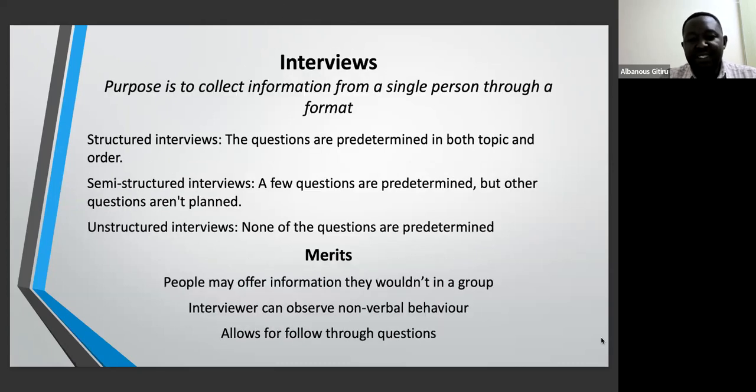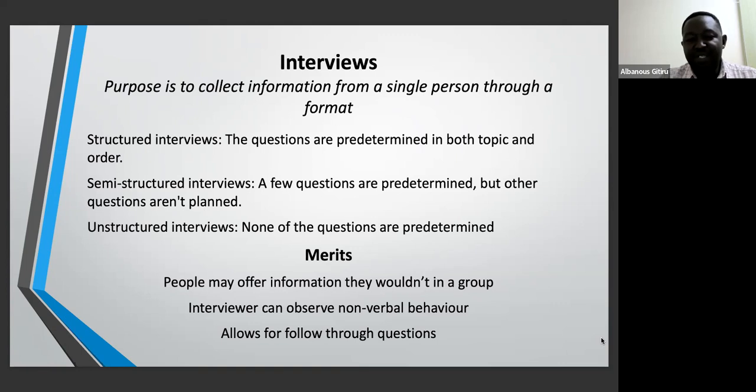So the other bit is the interviews. The purpose of conducting interviews is to collect information from a single person through a format. Interviews can come in different formats. Mainly we have three. We have the structured interviews, we have the semi-structured interviews, and then we have the unstructured interviews. In the structured interviews the questions are predetermined in both topic and order. You have to follow that, both the topic and the order.